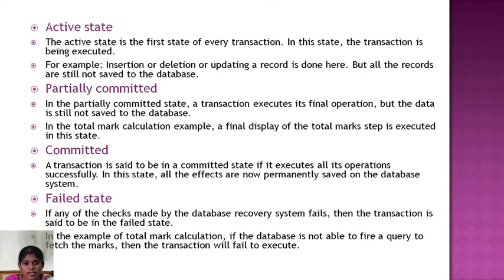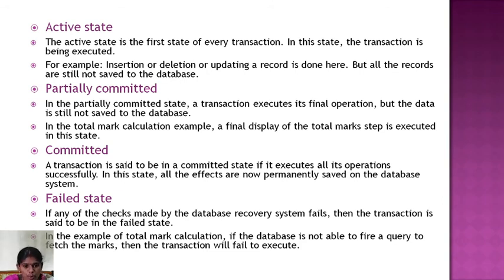So what does each state mean? Active state. The active state is the first state of every transaction. In this state the transaction is being executed. For example, insertion, deletion or updation of a record is done here, but the records are still not saved to the database. So the active state is a begin state, and no database data can be saved. In the first initial state we can make changes.